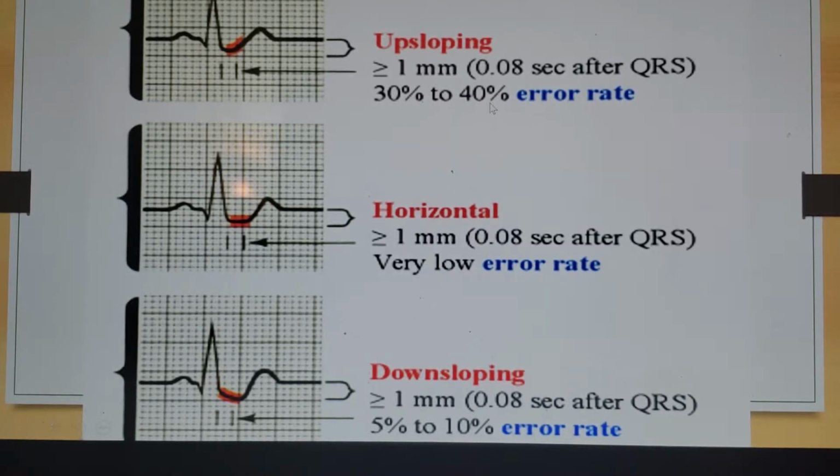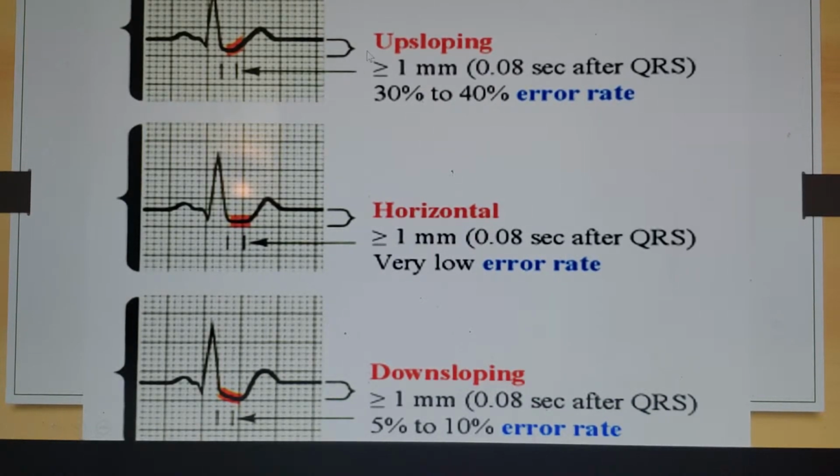That's a 30 to 40% error rate of truly being ischemic. A horizontal, this almost always is ischemia. So when you draw your line across, you've got a horizontal line below your baseline there. And then your downsloping ST depression. So again, here's your baseline. Then you've got that downslope. There is an error rate, but it's pretty small. So watch for these two, especially the horizontal ST depression.